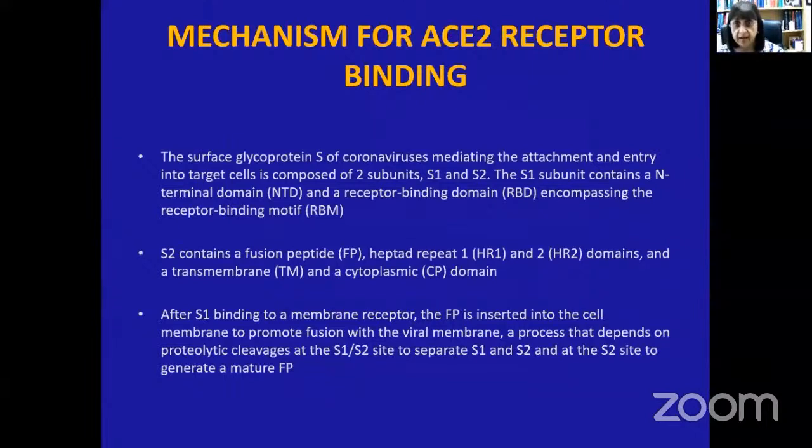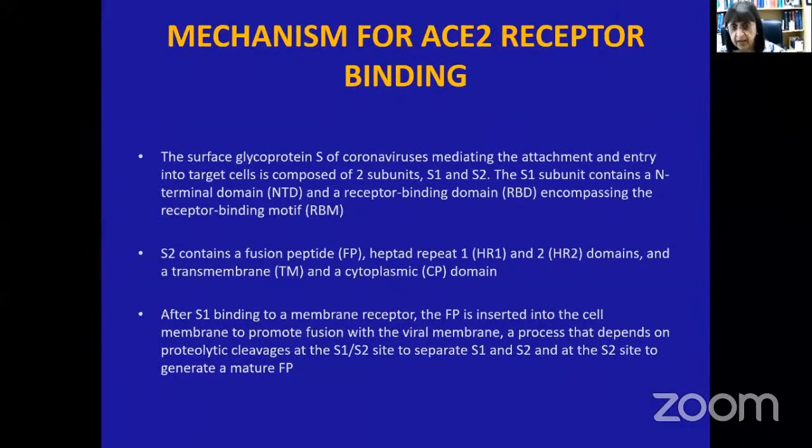Now, the mechanism for binding ACE2 receptors is a little complicated, but I thought I would go over it just to give you an idea of what all needs to happen for a cell to be a good host cell for binding of the SARS-CoV-2 virus. So the spike protein, or the S protein, is a surface glycoprotein in the coronaviruses, and that mediates attachment and entry into target cells. This is made up of two subunits, S1 and S2.